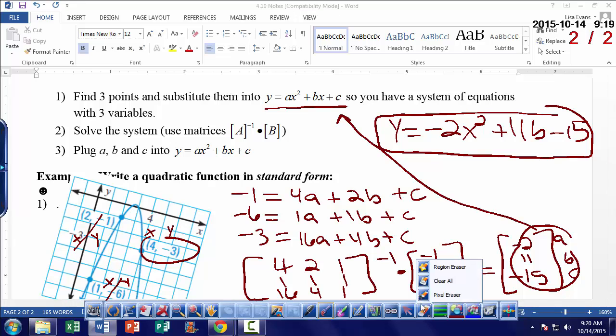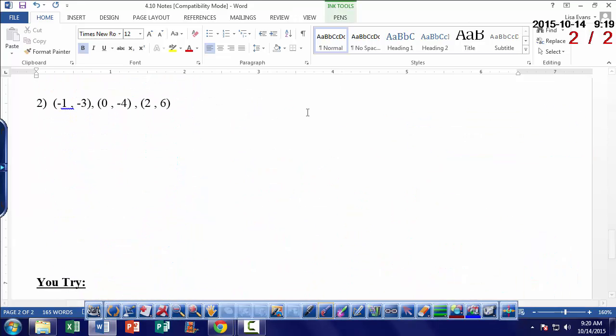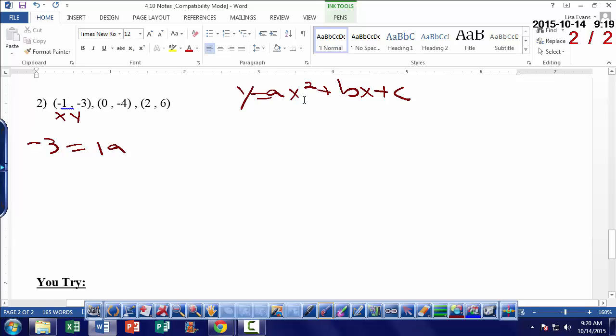So let's go ahead and try the next example with me. So I'm going to go ahead and write down y equals ax squared plus bx plus c. We're going to plug this point in first, x and y. So I get negative 3 equals negative 1 squared is 1, so 1a. Negative 1, when I put in for x, I get negative b plus c. We're always going to have a plus c because there's not an x with that.